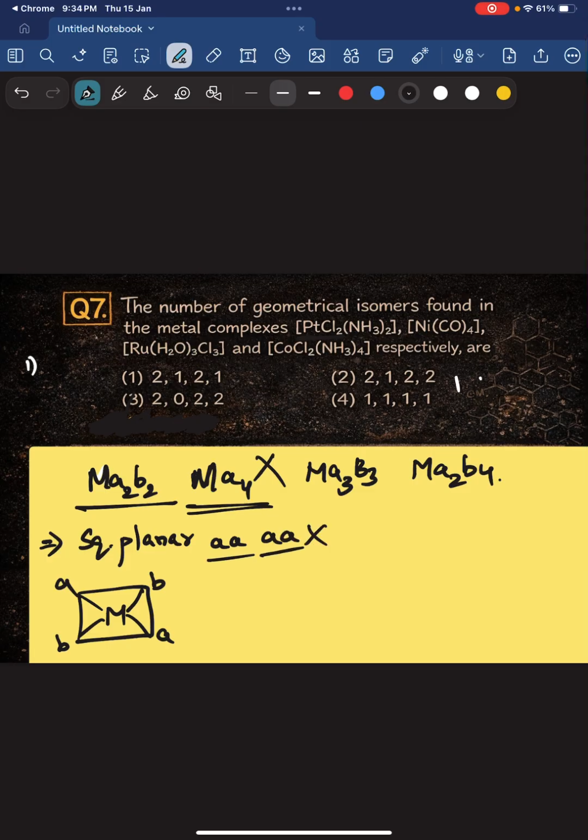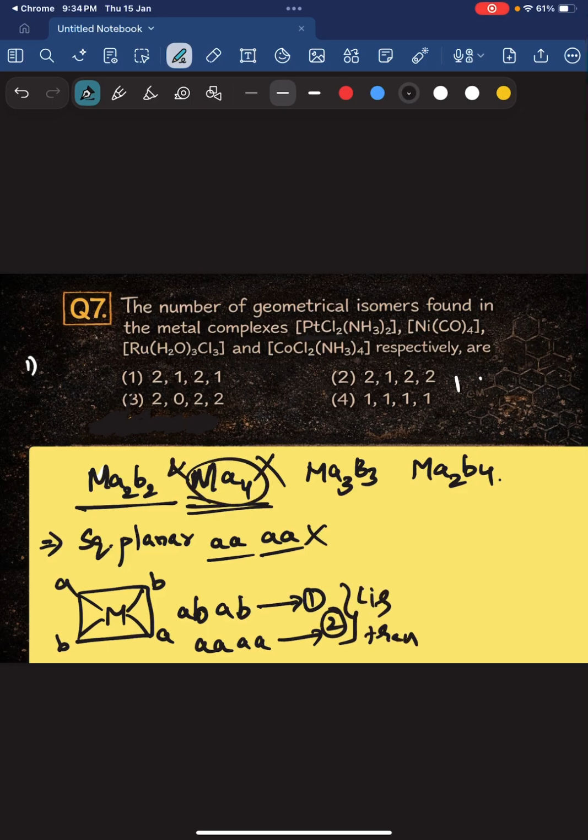The same way, in the first case you can see that trick. For AB ligands, this is one way to write it, and AA is another way to write it. Since we can write it two ways, one is cis and another one is trans, but that is not possible in the case of Ma4, so that doesn't have geometrical isomers. Ma3B3 type will show facial and meridional isomerism.